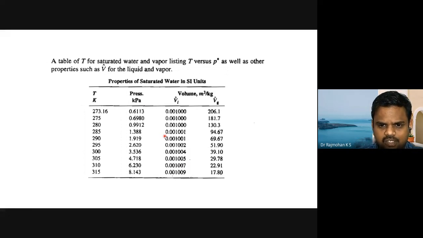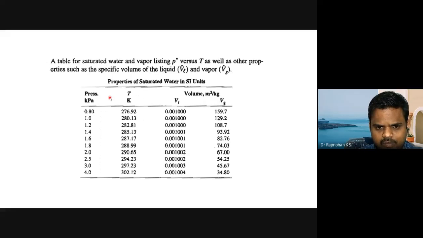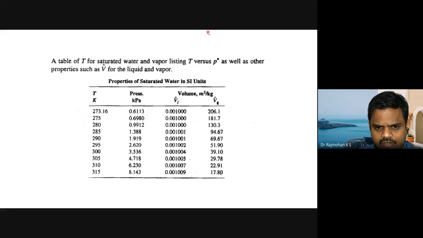Several tables are available in a similar fashion. If temperature is known, the corresponding pressure can be obtained. In this table we have pressure, the corresponding temperature, and the specific volume of the liquid and vapor. There will be four to five pages of data, from 100 onwards up to some 500 degrees. If the temperature is given, you can take the corresponding pressure. Or if pressure is given, like 1.388 kilopascal, what will be the boiling point of water? It will be 285. Like that you can get data.